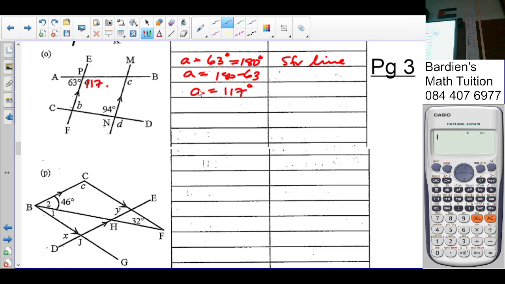B. Can we say B is 63? No. Why not? It's alternate, not so. They are alternate, but they're not parallel. So for the alternate angles to be equal, it has to be parallel. Although it's alternate, it's not parallel, so the alternate angles are not equal. So you all understand why this is not 63, no? Yes. These lines are not parallel. Okay.